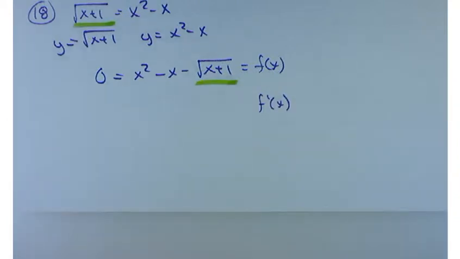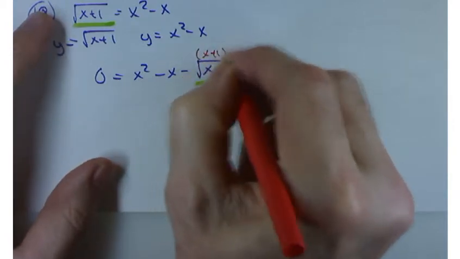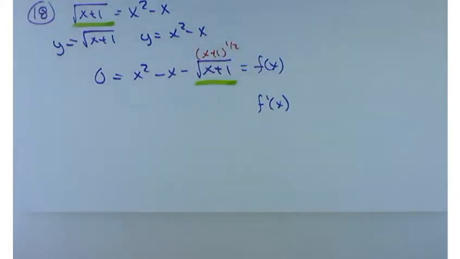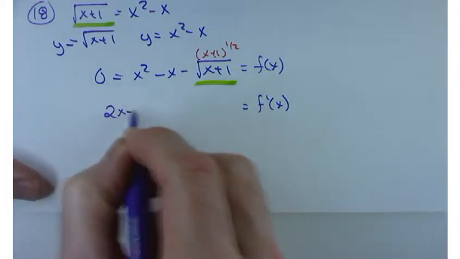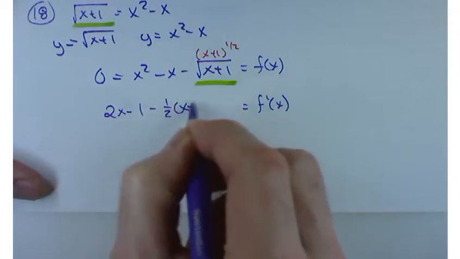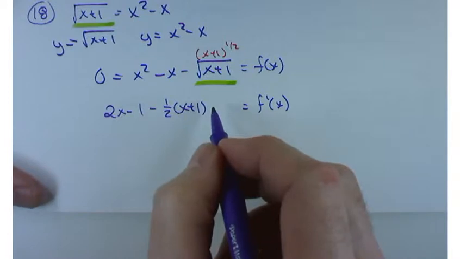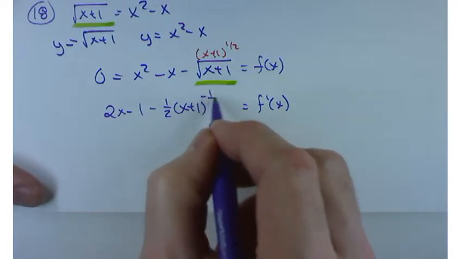Now, it might be helpful in finding the derivative to rewrite that square root term. How could I rewrite that square root term that might be helpful? x plus 1 to the 1/2. Good. So, Hope, what would the derivative look like, please? x plus 1 to the negative 1/2. Thank you.